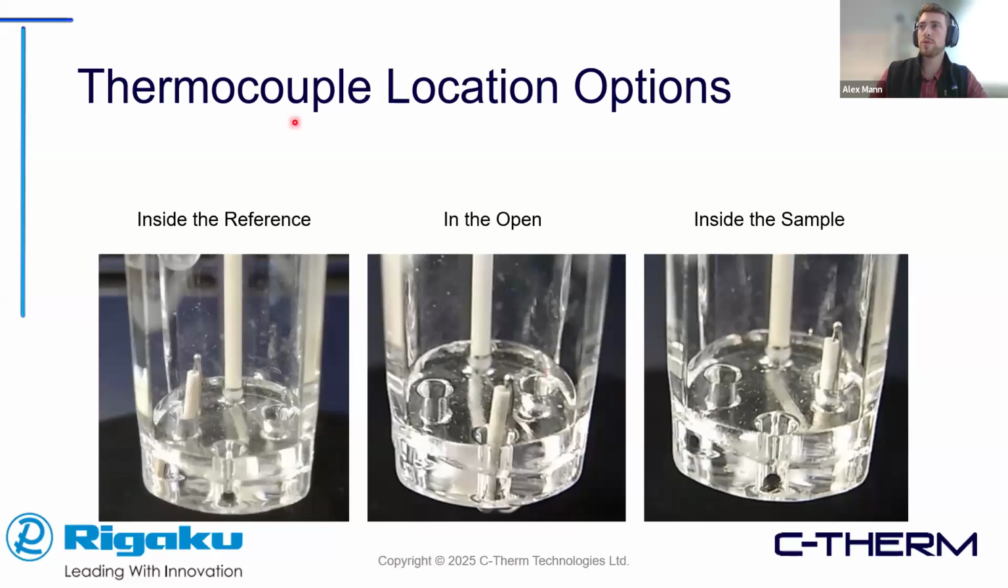So here are the thermocouple locations. On our left side, we can put it inside the reference. We can put it out in the open if you are more interested in the furnace temperature than the actual temperature of the sample. And then here, we can put it inside the sample. So we have the left in the reference, middle out in the open, and right inside the sample.